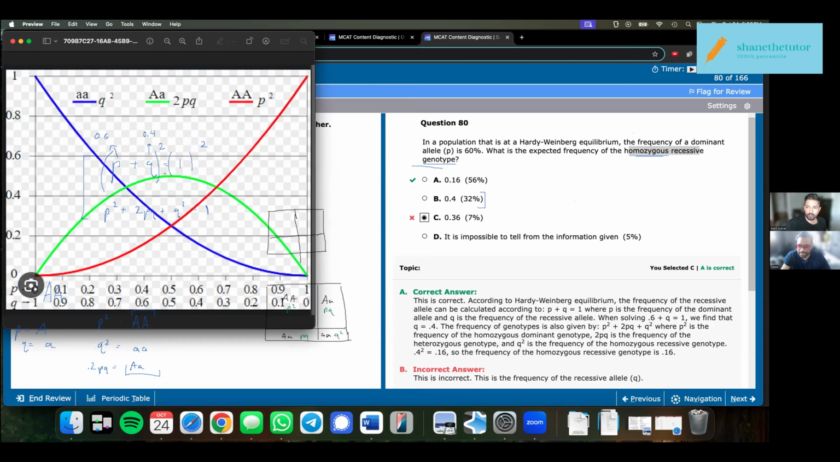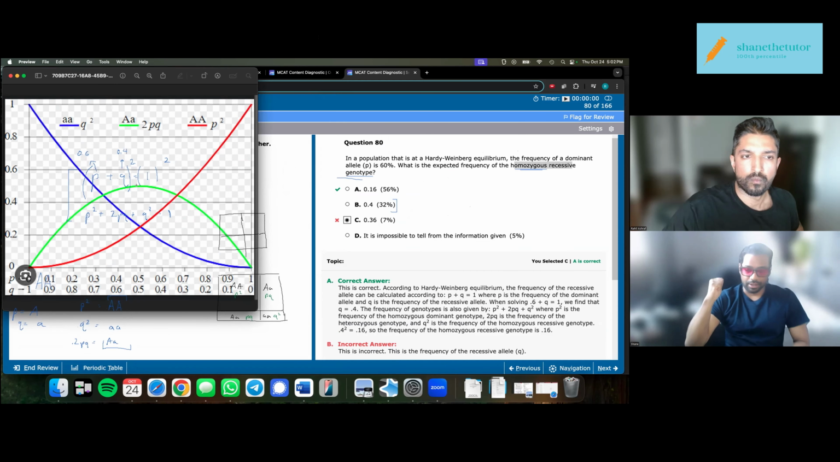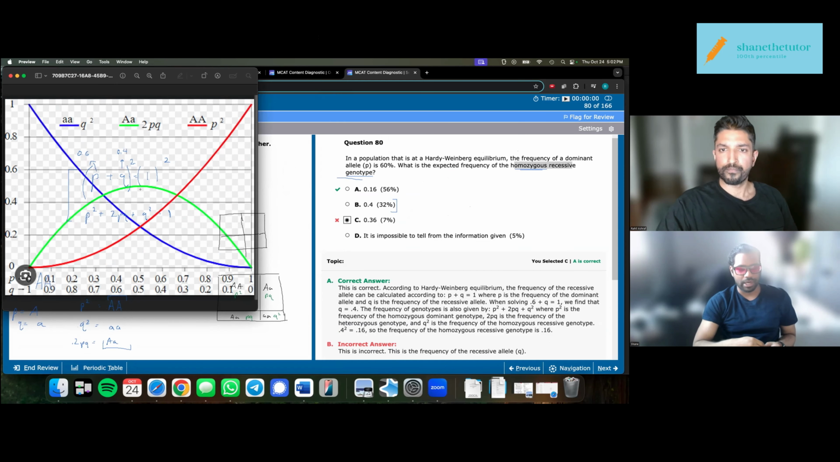So that's the thing. Basically, separate the question. P plus Q equals one is for just the general frequency of an allele in a population, but P squared plus 2PQ plus Q squared is the actual genotypes, where P squared is the big A, et cetera. So that should help you navigate these types of questions.